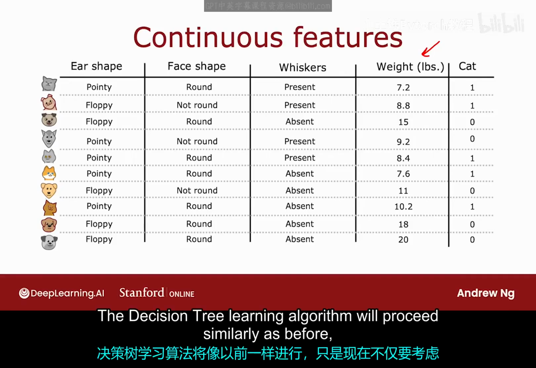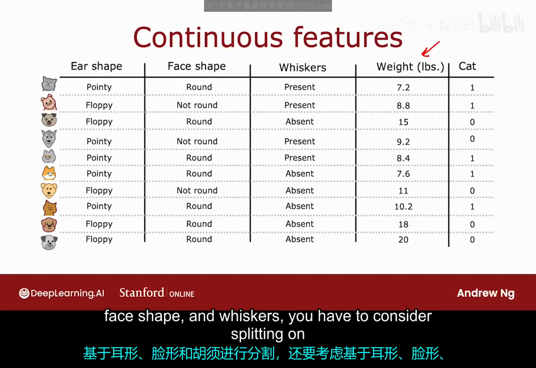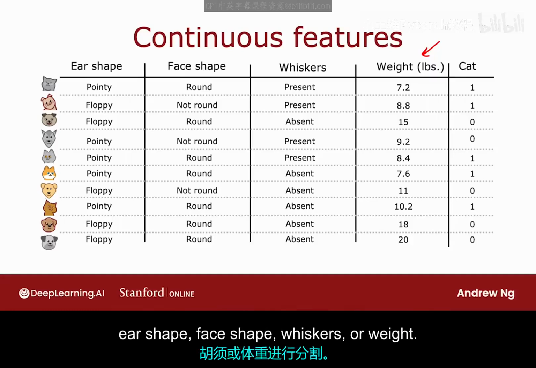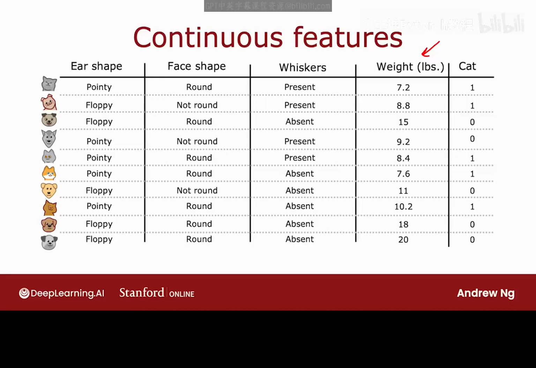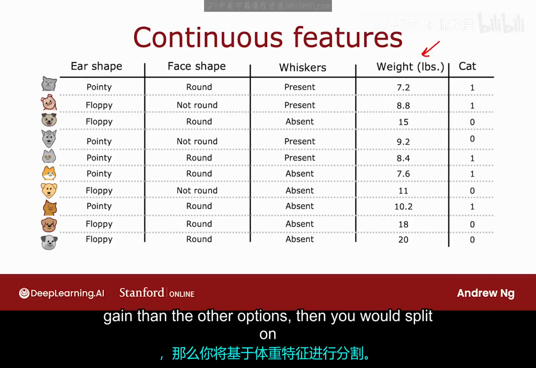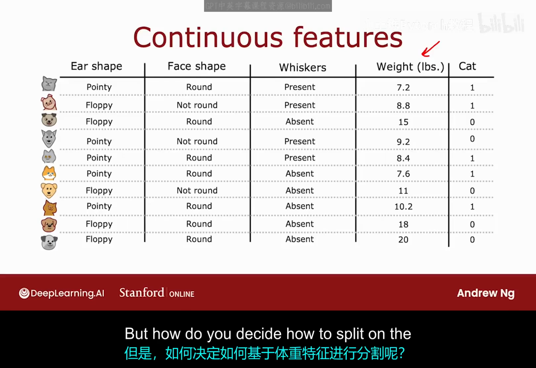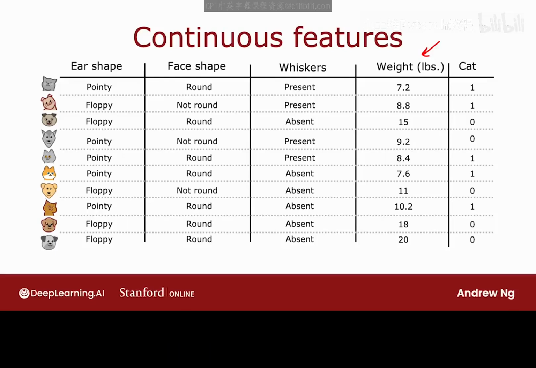The decision tree learning algorithm will proceed similarly as before, except that rather than considering splitting just on ear shape, face shape, and whiskers, you have to consider splitting on ear shape, face shape, whiskers, or weight. And if splitting on the weight feature gives better information gain than the other options, then you would split on the weight feature. But how do you decide how to split on the weight feature?